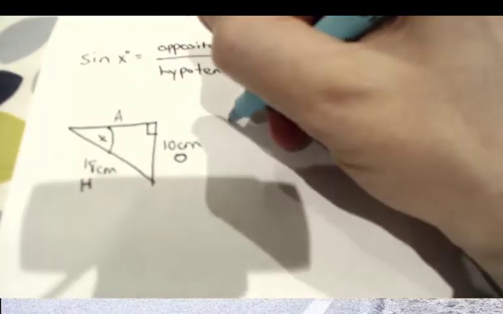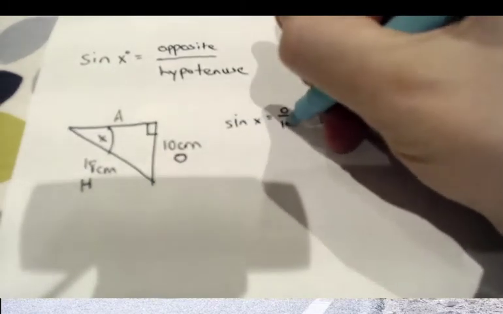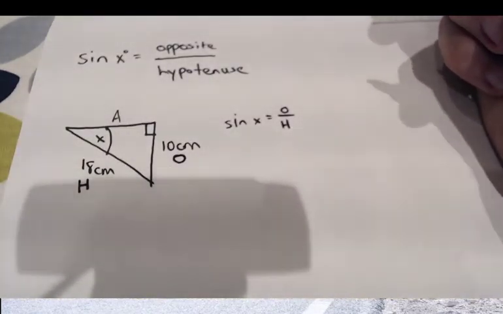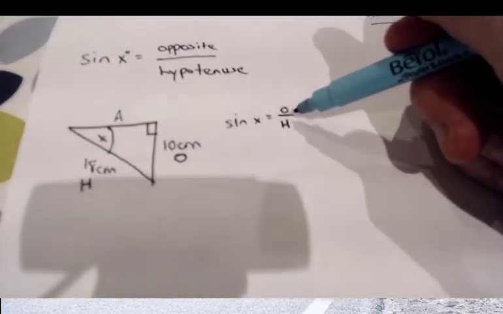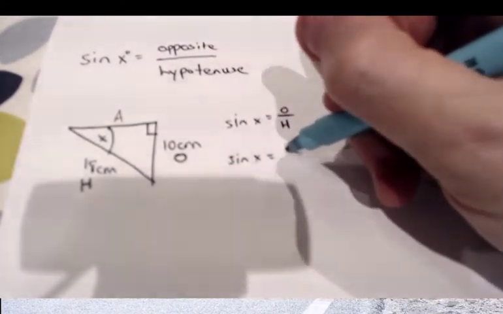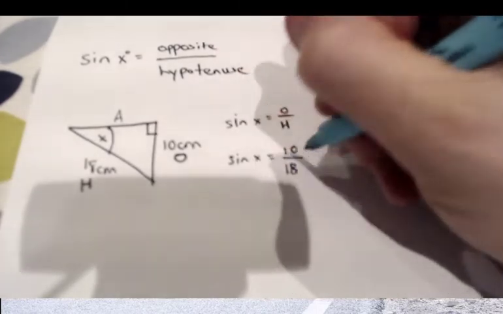I'm now going to write down the rule. Sine x is O over h. We can abbreviate the opposite and the hypotenuse down to O and h. I'm now going to take these two numbers, 10 and 18, and put them in over here, in the correct place. So sine x is going to equal the opposite, which is 10, divided by the hypotenuse, which is 18.